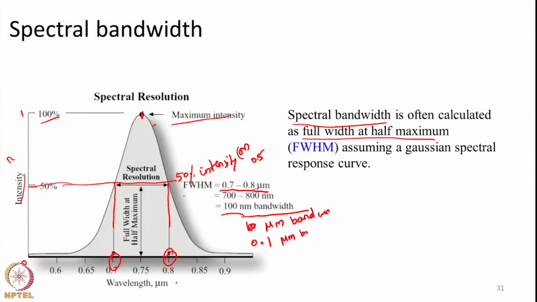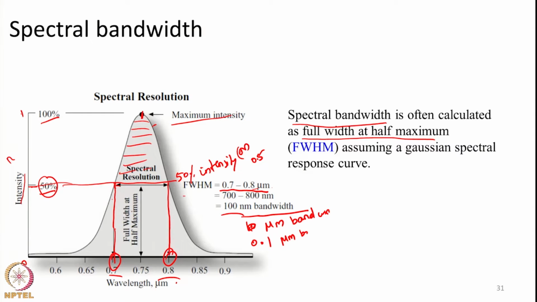Let me go back to the slide. Here, if the bandwidth is defined as 0.7 to 0.8 micrometers, the response from the sensor will be at least 50% of its peak value. Within this particular band it will always be 50 or more than 50. So, this bandwidth we define as full width at half maximum.